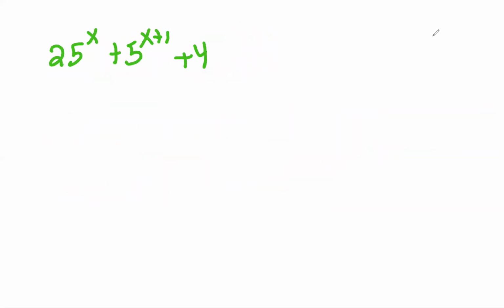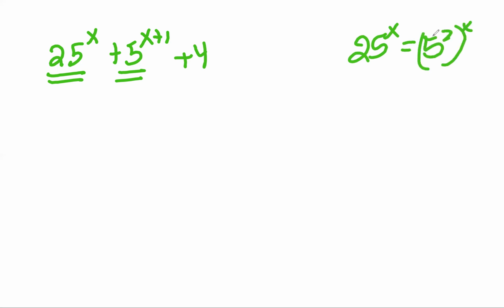All right, now this problem, I'm going to have to think a little bit outside the box. In all of the other problems, we had a common base. There's a 25, there's a 5. They don't have a common base. But is it possible to make them have a common base? Well, yes, I can rewrite 25 to the x as 5 squared to the x, or 5 to the 2x power.